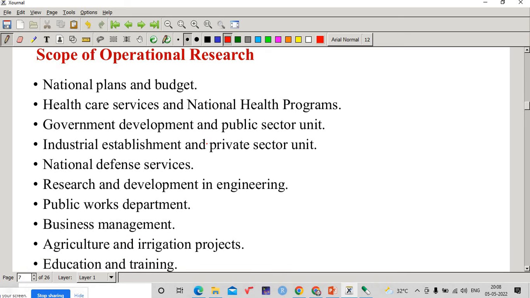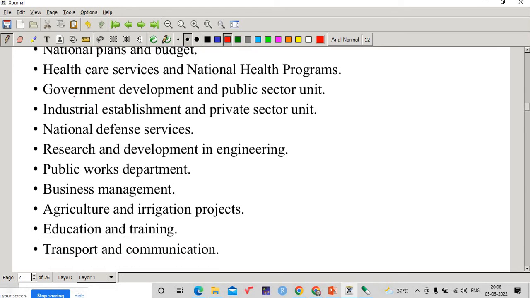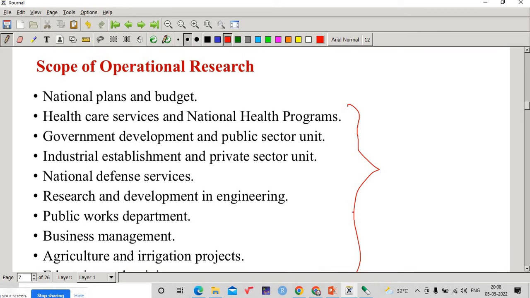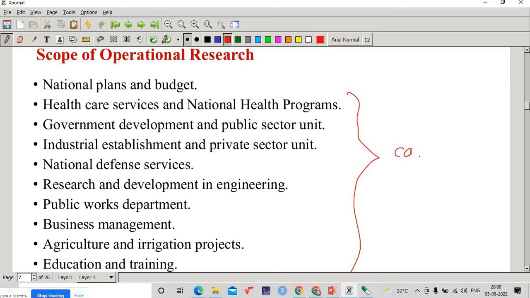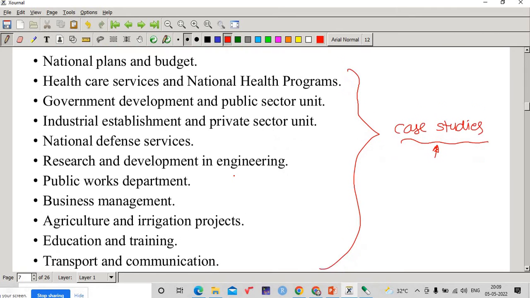Scope of operation research. Yes, we discussed it many times, right? We started with national plans and budgets, like LIC, I give you one example. Healthcare services and national health programs, definitely it will be useful. Government development and public sector units. For each of these applications or areas that I am mentioning here, we can have a few case studies later on, on how OR is implemented in a few of these areas. Definitely we can go for case studies out of these few topics we listed over here.